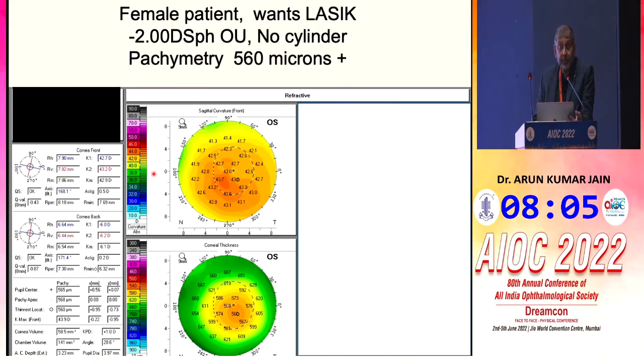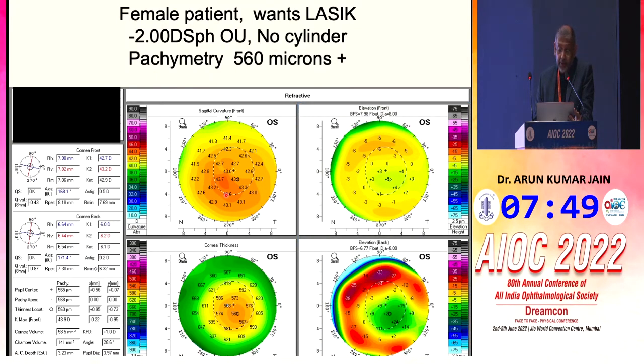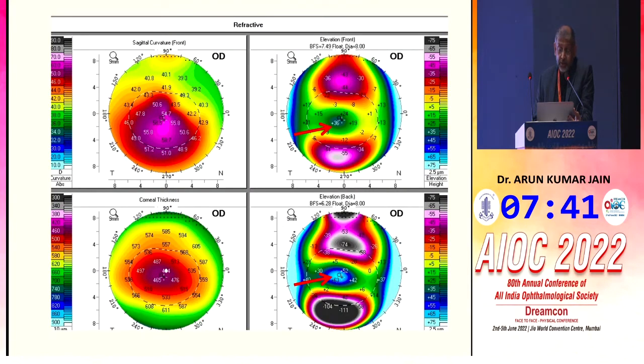And this is a representative patient who had a -2 D spherical refractive error, and came for LASIK surgery. Pachymetry is 560 micron, which is within normal limits. There is a little asymmetrical bow tie on the sagittal map, but you can see the elevation on the back side is to the tune of 20 micron, which is significant.